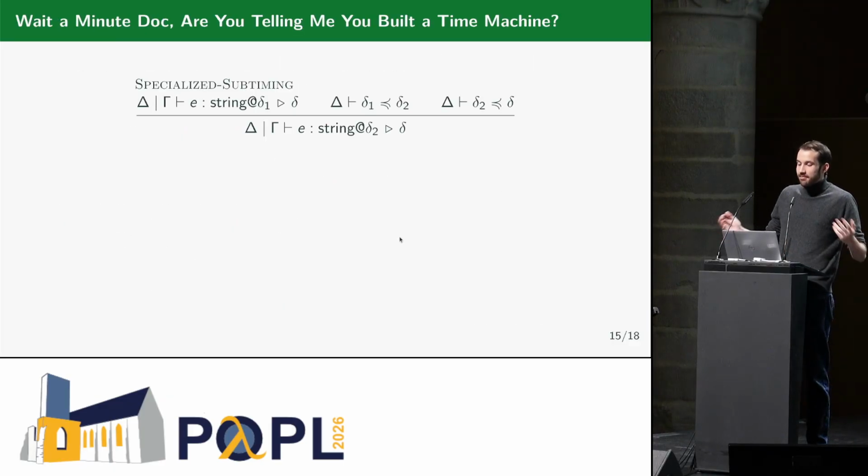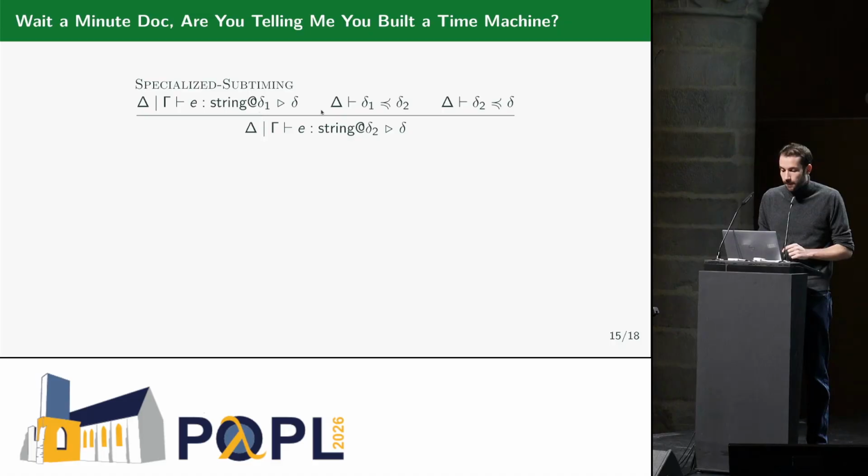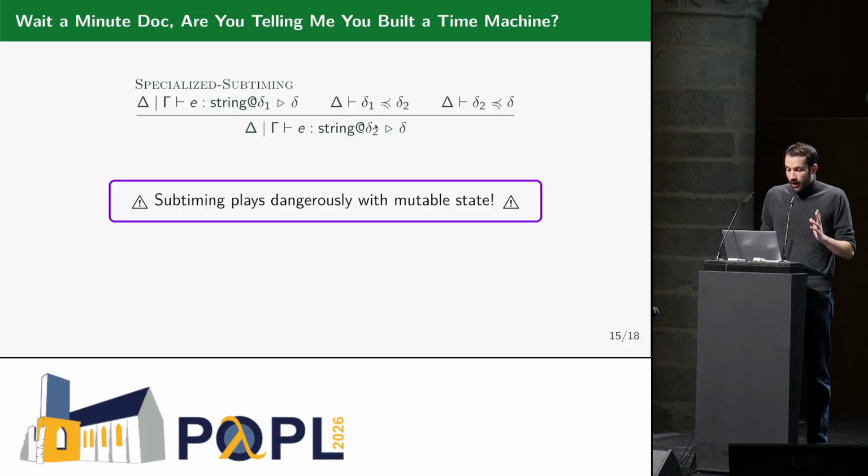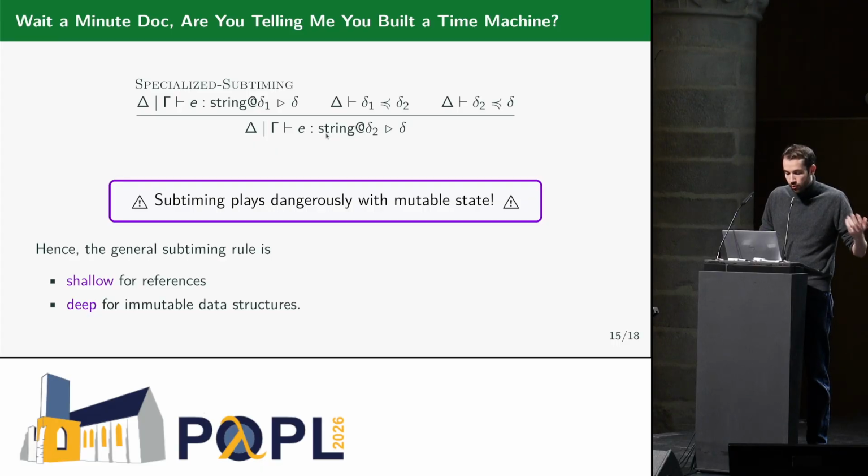So now we have a time machine, and we can do what we call subtiming. So, for example, if I have a string at delta 1, and I know that delta 1 precedes delta 2, and delta 2 precedes delta, I can restamp my string and then get a string at delta 2. As you may know, subtiming plays dangerously with mutable state, and we have mutable references in the system. So in the paper, we have a general subtiming rule that allows for shallow subtiming, so subtiming only at the root of the type for mutable data types, but allows for deep subtiming for immutable data structures.